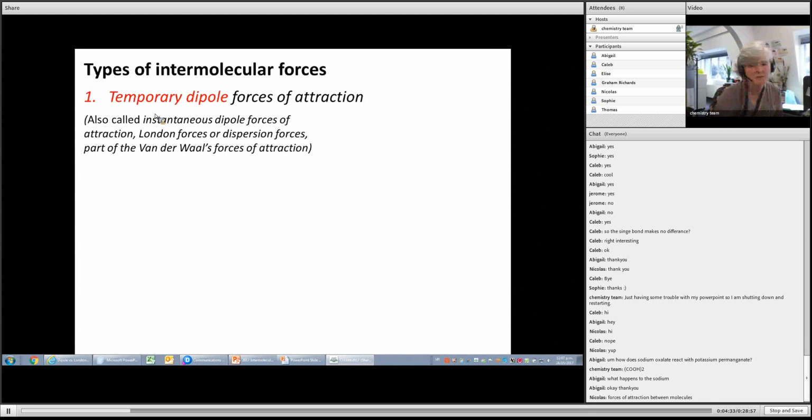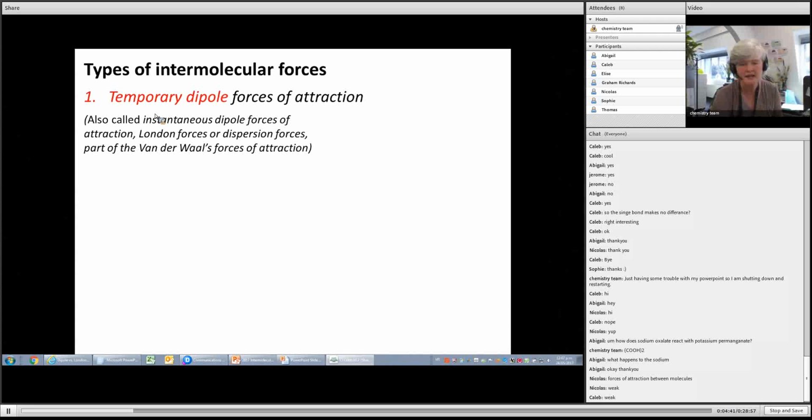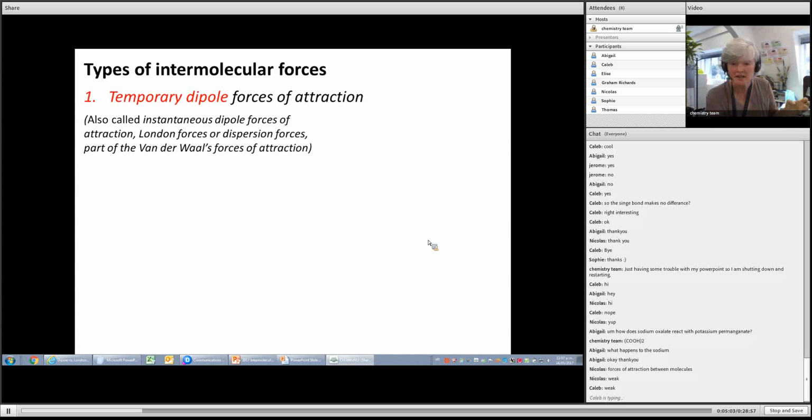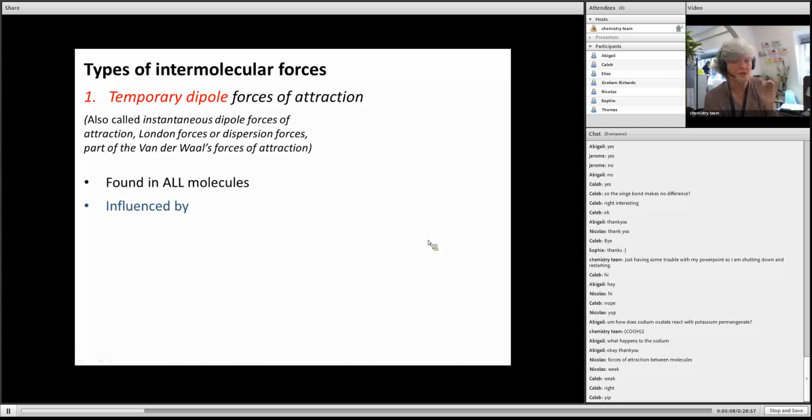So would you expect these forces to be strong or weak? Weak. Okay, they are generally the weakest. I'm going to say generally because there are certain factors that affect them. One of them, remember I said if the electrons all bunch up on one side, so can you imagine the more electrons I have, the more it could bunch up, and so the more negative it could be. Okay, so you get that idea?